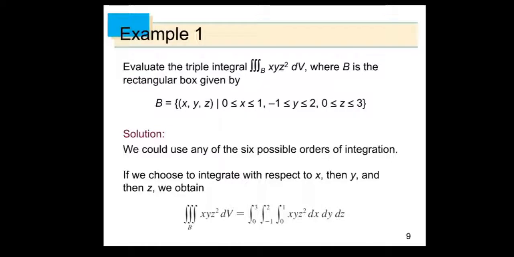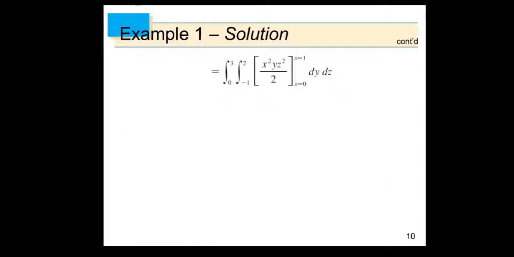So first of all we have to integrate dx from inside out, right? Then dy, and lastly we'll integrate dz. So first we integrate with respect to x, and what do we get?